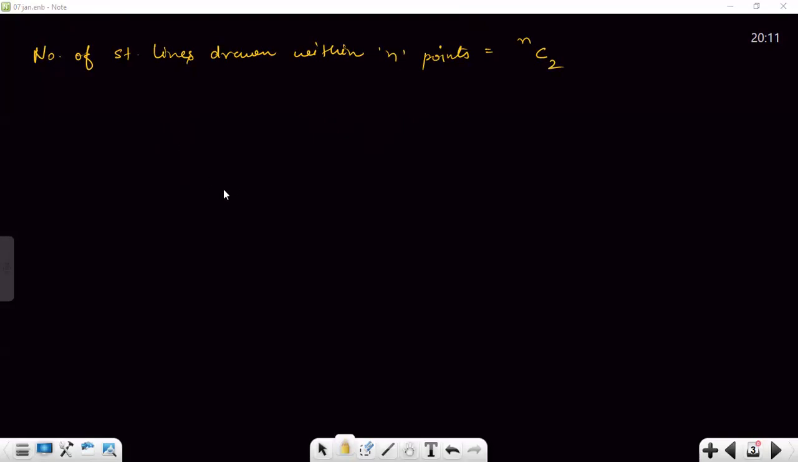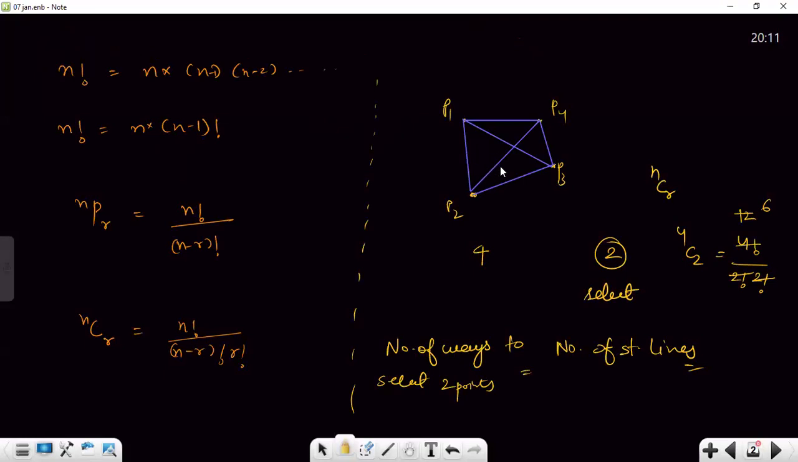Cool. So in the previous question, we have taken 4 points, out of which we had made 6 straight lines. But if we observe this shape, this is a quadrilateral. Here, in a quadrilateral, there are 4 sides. We know the number of points is equal to the number of sides they are going to have, and how many diagonals? Plus 2 diagonals.